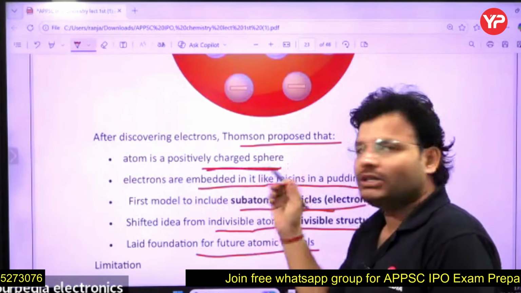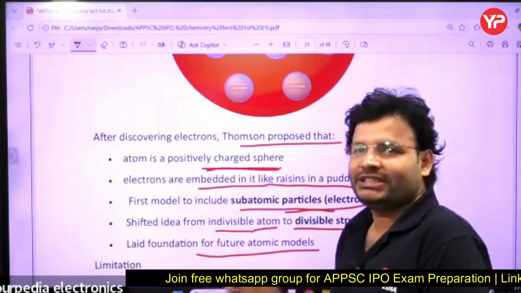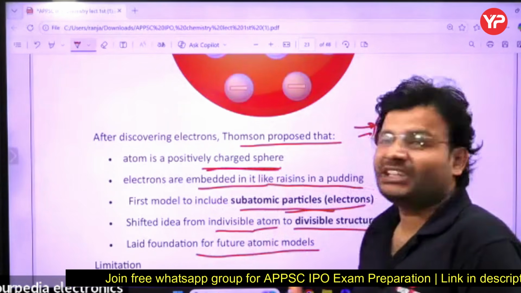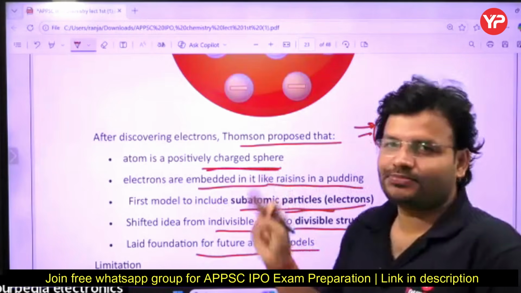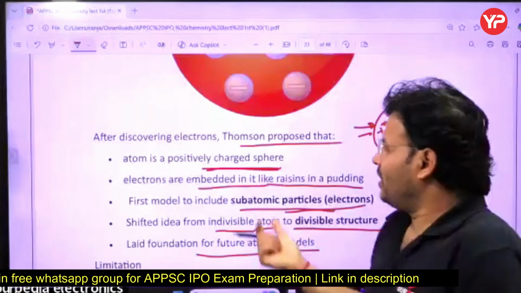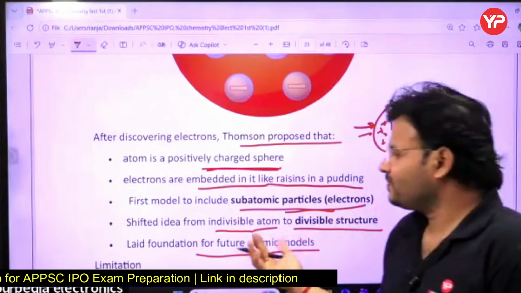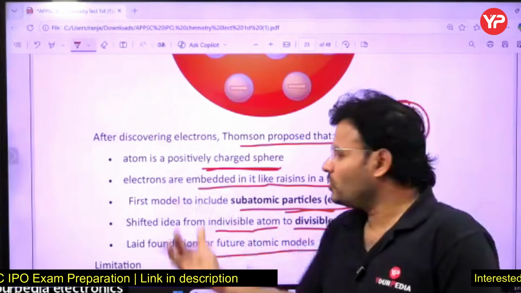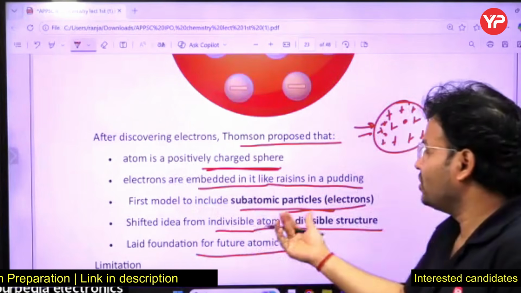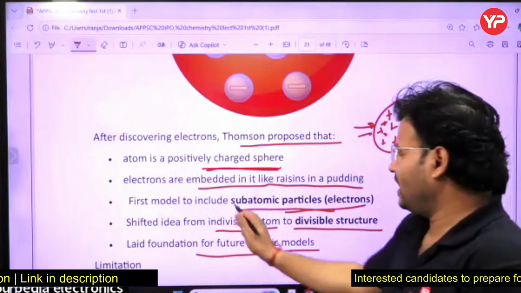You have to remember that point, as it can be asked: by whom was it said that the atom is a positively charged sphere? It was said by Thomson. That question has been asked once. Electrons are embedded in it like raisins in a pudding, which is why it is called the plum pudding model. It is the first model to introduce subatomic particles. Yes, I have highlighted that.